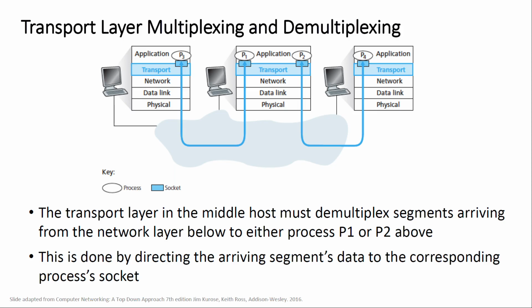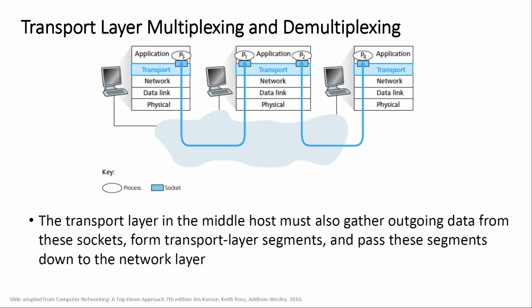Here's another example. The transport layer in the middle host must demultiplex segments arriving from the network layer below to either process P1 or P2 above, as you have seen here. This is done by directing the arriving segment's data to the corresponding process socket. The transport layer in the middle host must also gather outgoing data from these sockets, form transport layer segments, and pass these segments down to the network layer, because this is a two-way communication.